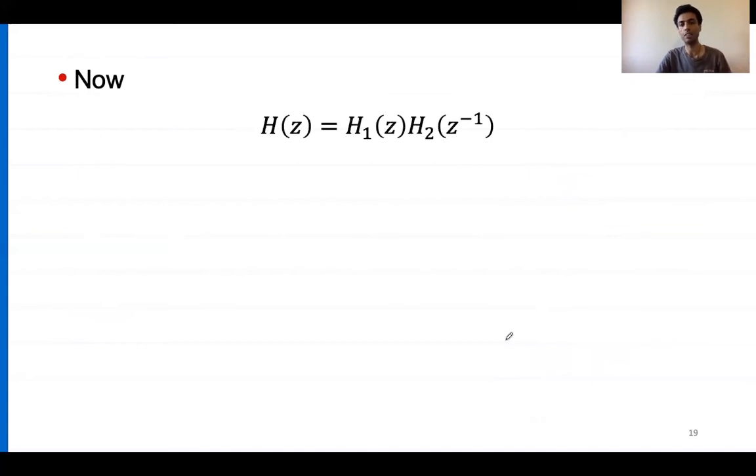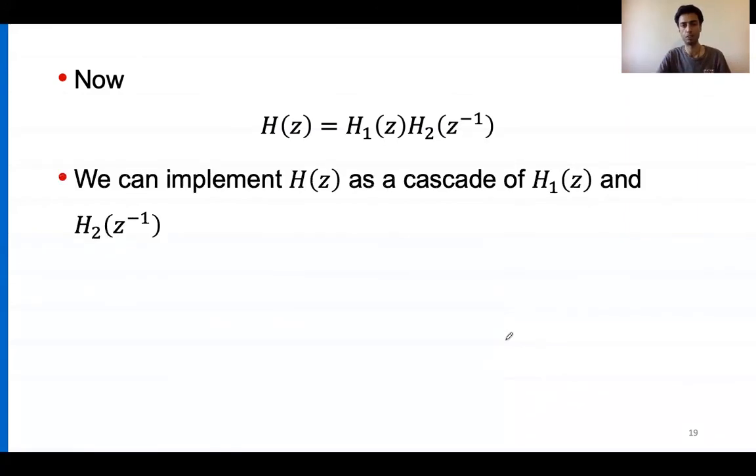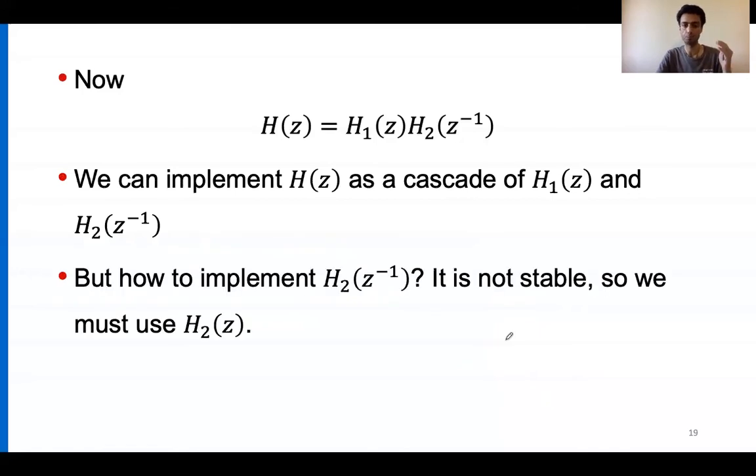Now, what happens then? So H(Z) is equal to H1(Z) and H2(Z^-1), right? My H1(Z) is stable, H2(Z) is stable, but I have to implement something of this form. We can implement H(Z) as a cascade of H1(Z) and H2(Z), but how to implement H2(Z^-1), because that is not stable. So we must use H2(Z) to implement H2(Z^-1), right? We must use H2(Z) because that is the stable thing.